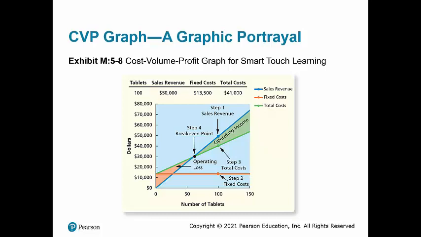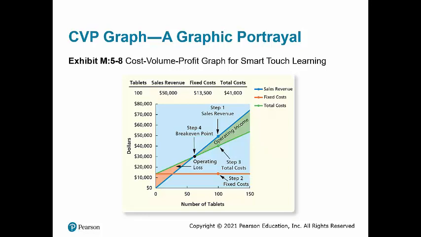The break-even point is where the sales revenue line intersects the total cost line. This is where revenue exactly equals total cost, and in this case it is at the 60 tablets or $30,000 in sales that we calculated previously. Finally, we mark the operating loss area and operating income area on the graph. To the left of the break-even point, total cost exceeds sales revenue, leading to an operating loss. That is indicated by the orange zone. To the right of the break-even point, the business earns a profit because sales revenue exceeds total cost, as shown by the green zone.